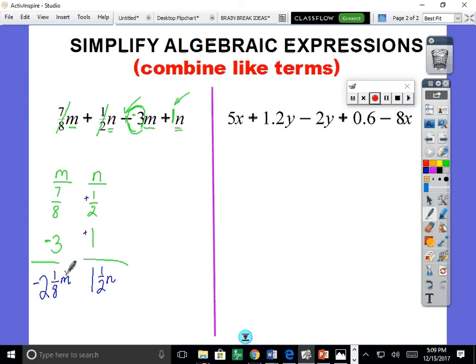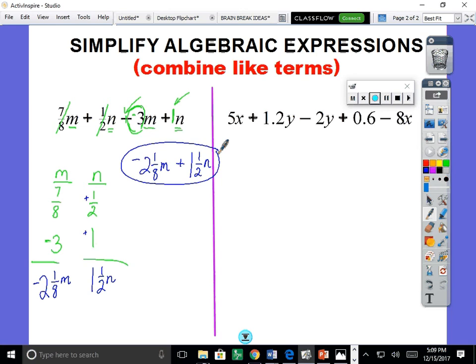This is almost a final answer. I just go ahead and write it out here, negative 2 and 1/8 M. And I'm adding, I'm trying to put these together as much as I can, 1 and 1/2 N. This is okay. It's not bad at all.